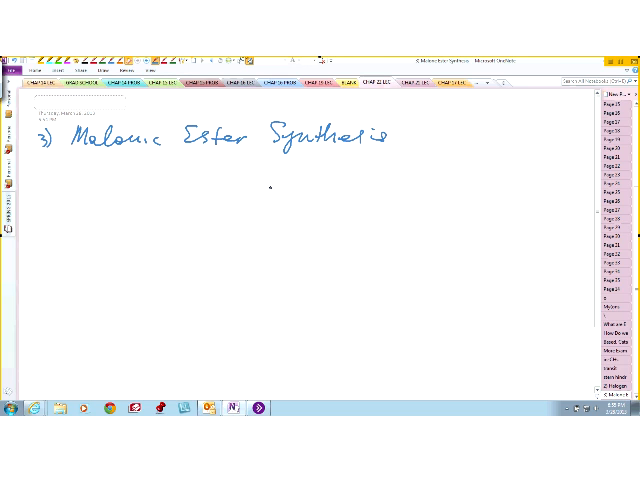Malonic ester synthesis. Now, listen very carefully to this one. This is a big one, because you will get this in your exam, so definitely.